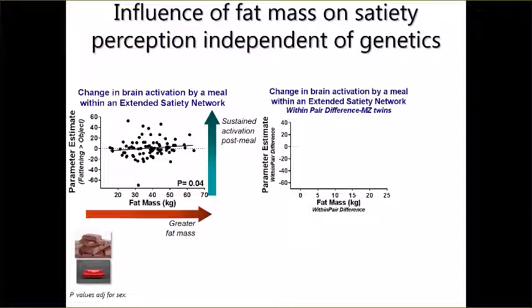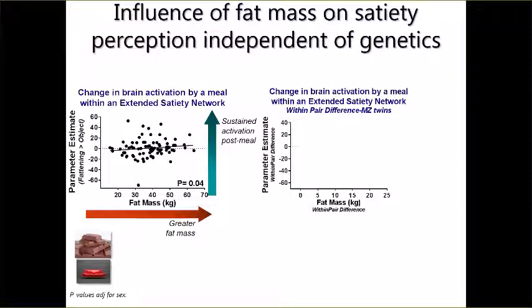The next thing we did is we used our twins. And what you can do with twins is you can compare them to each other and look at the difference in their fat mass and then compare that to the difference in your outcome. So now you're comparing individuals who share 100% of their genes who are of the exact same body type. So we can look at the effect of fat mass independent of those factors.